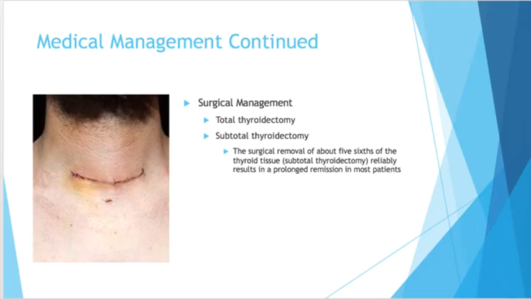And then that second part of medical management could potentially be surgical management. And the two options are a total thyroidectomy, meaning they remove all of the thyroid gland, or subtotal thyroidectomy. With subtotal, they only remove about 5/6 of the thyroid tissue, so they leave a little left. And that little that's left is usually enough to keep someone from going into hypothyroidism so that they don't need to take a lifelong thyroid hormone replacement. A person who has a total thyroidectomy is going to have that lifelong replacement.